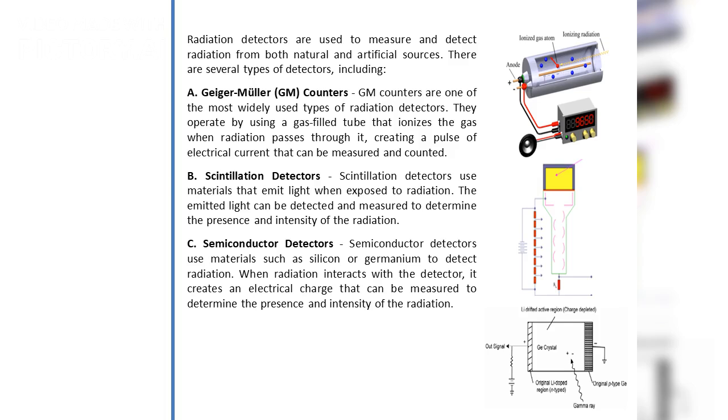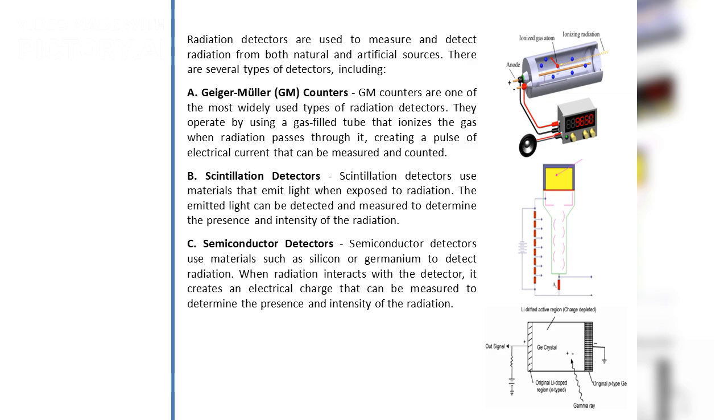Radiation detectors are used to measure and detect radiation from both natural and artificial sources. There are several types of radiation detectors, including Geiger-Müller (GM) counters, which are one of the most widely used types of radiation detectors. They operate by using a gas-filled tube that ionizes the gas when radiation passes through it, creating a pulse of electrical current that can be measured and counted.